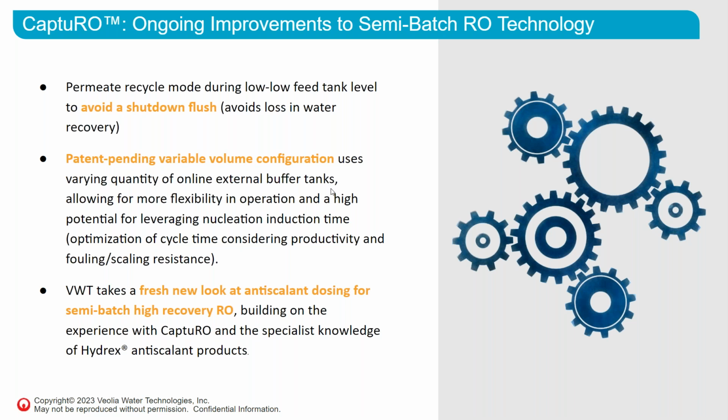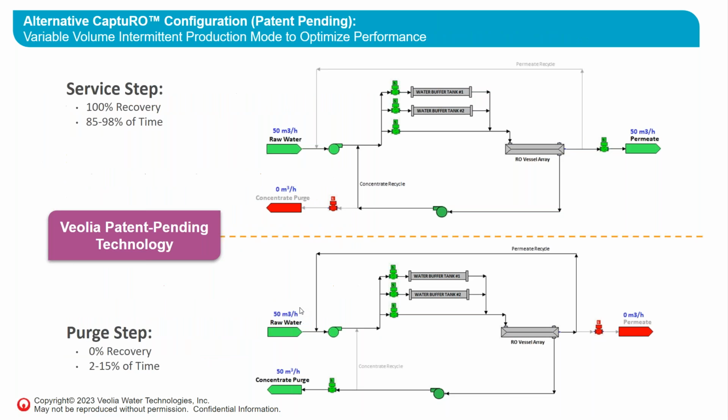We have a patent pending variable volume configuration, with varying quantities of offline external buffer tanks that we can take online and offline to leverage the nucleation induction time by optimizing the cycle time. And then we take a fresh new look at anti-scalant dosing. We do have experience supplying anti-scalant products through our Hydrex line. So we're looking at using that to optimize the anti-scalant dosage within Capsuro.